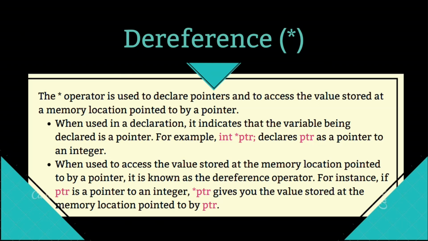When used to access the value stored at the memory location pointed to by a pointer, it is known as the dereference operator. For instance, if ptr is a pointer to an integer, *ptr gives you the value stored at the memory location pointed to by ptr.